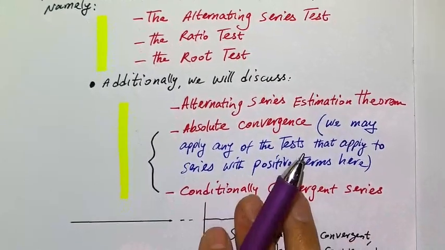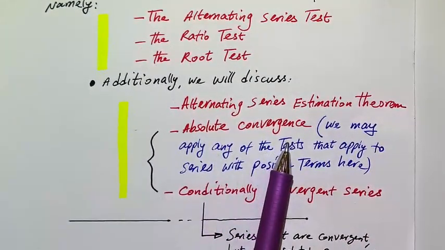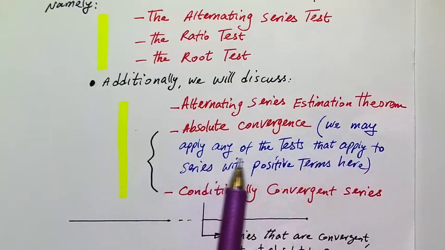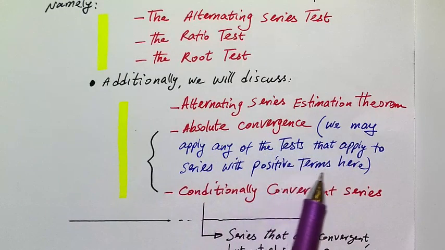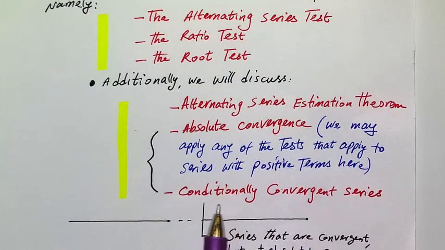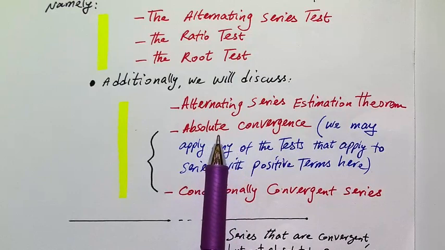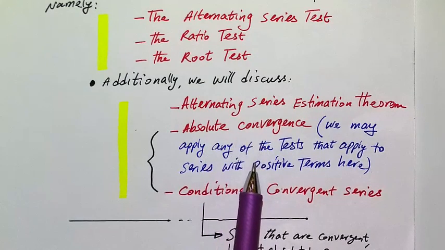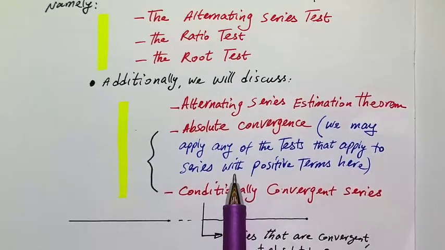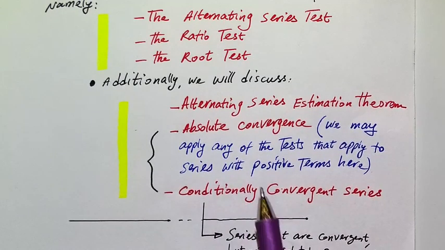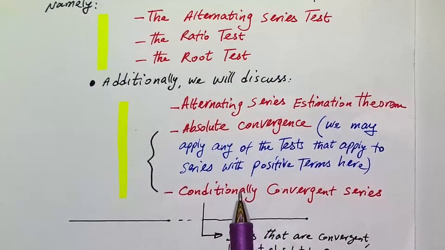Also, we will look at absolute convergence. And here we may apply any of the tests that apply to series with positive terms. Because we're looking at just positive terms in a series, we can apply the methods we learned in section 8.3: the integral test, the p-series and the comparison test, and the limit comparison test.